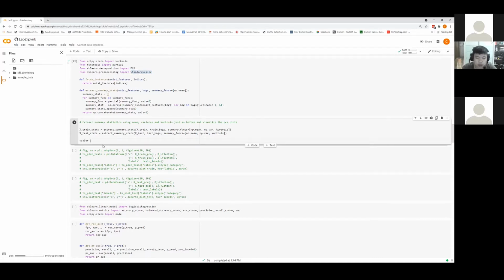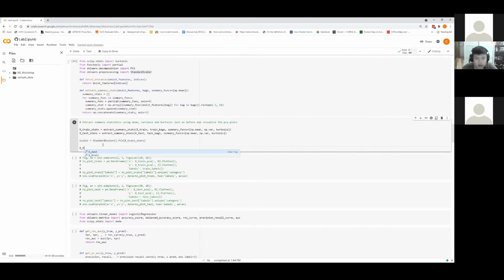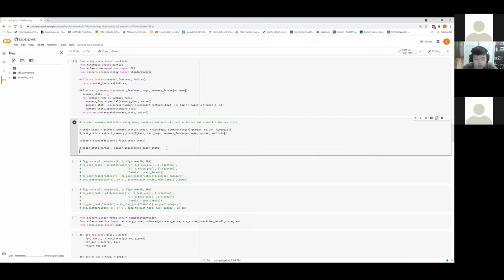So we can define a scaler object, StandardScaler, and we will fit it with our training data, xtrain stats. Then we can create xtrain stats normed, which is the normalized version, by calling the transform method from our fitted scaler object on xtrain stats. Do the same with xtest stats normed.